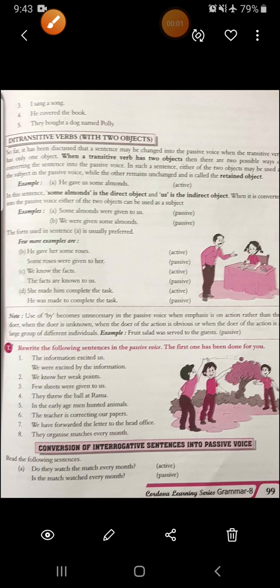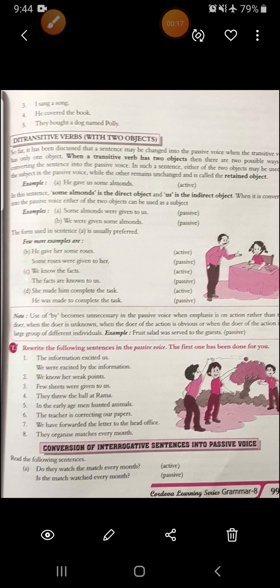Class 8th. This is a continuation of your chapter Active and Passive Voice. In the last video, we have seen how to convert active into passive in different tenses, and we have completed till exercise S. Now we have to start from page number 99, and the topic is ditransitive verb, which means with two objects. Okay, so when a transitive verb has two objects, then there are two possible ways of converting the sentence into passive voice.